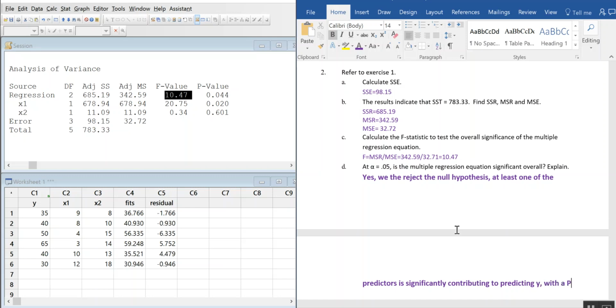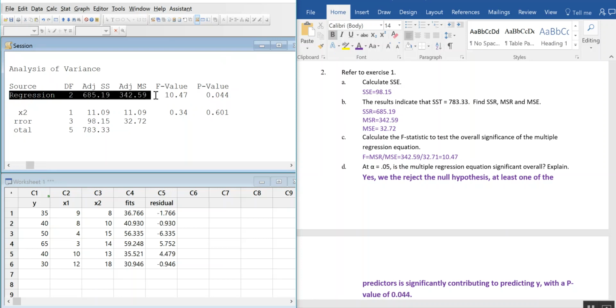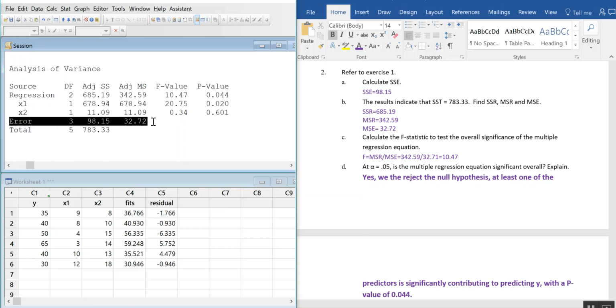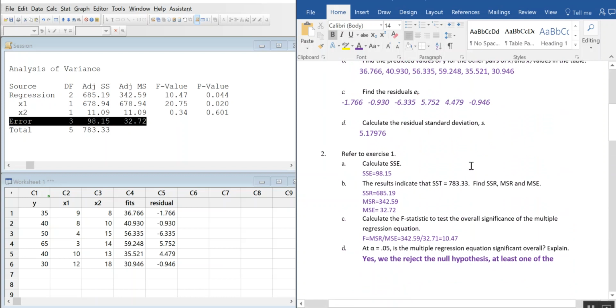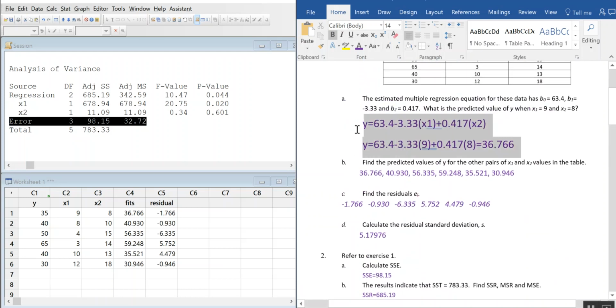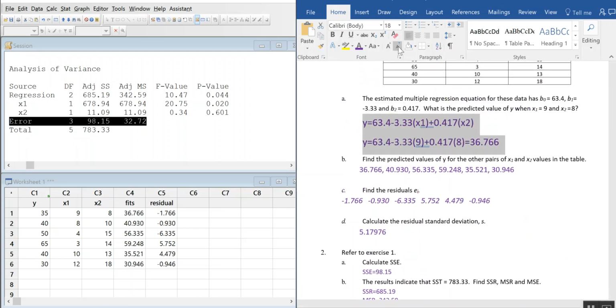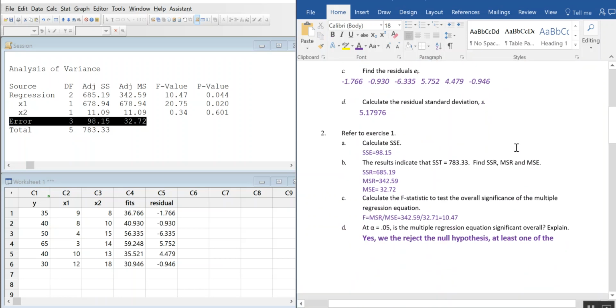With a p-value of 0.044, because that's my p-value, which I'm picking up right here. So really, when you're looking at anything that has the word regression in it, you're going to be looking down this row. Okay, so that's testing the entire thing. Anything with error, you're going to be looking down this row. There's the stuff for error, the degrees of freedom for it, the adjusted sum of squares, and then the mean squares. So just use the table to your advantage when you're calculating these. It really will help you understand where to pick up these values from, and it does make it significantly easier.